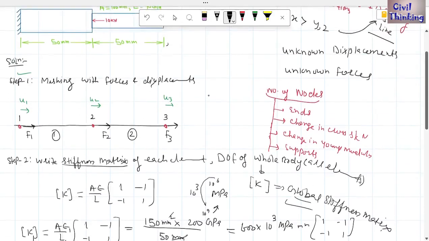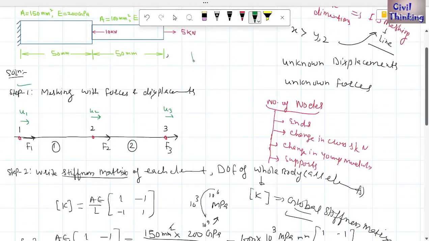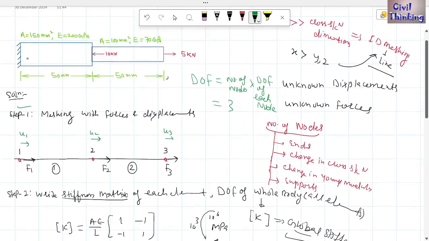Now how do we find the degree of freedom? Degree of freedom is the number of nodes times the degree of freedom of each node. So how many nodes are here? 1, 2 and 3, right? We have a total of 3 nodes. One node is here, the second node is here, and the third node is here. And what is the degree of freedom of each node?